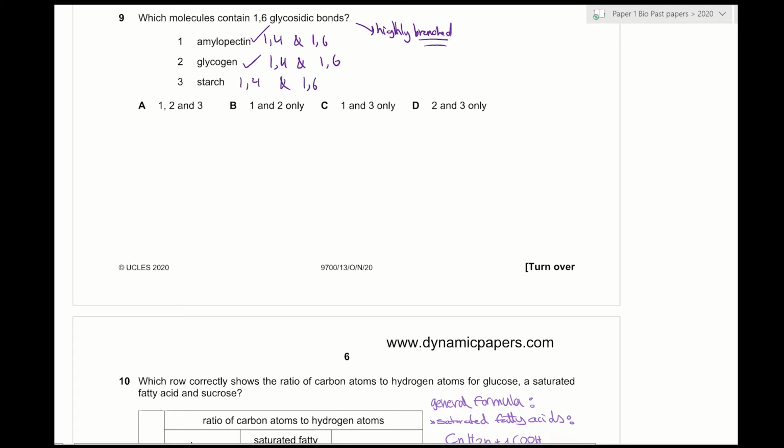The reason for this is amylopectin contains both of these bonds. Therefore, all three of them are going to be correct, and the answer is going to be A.